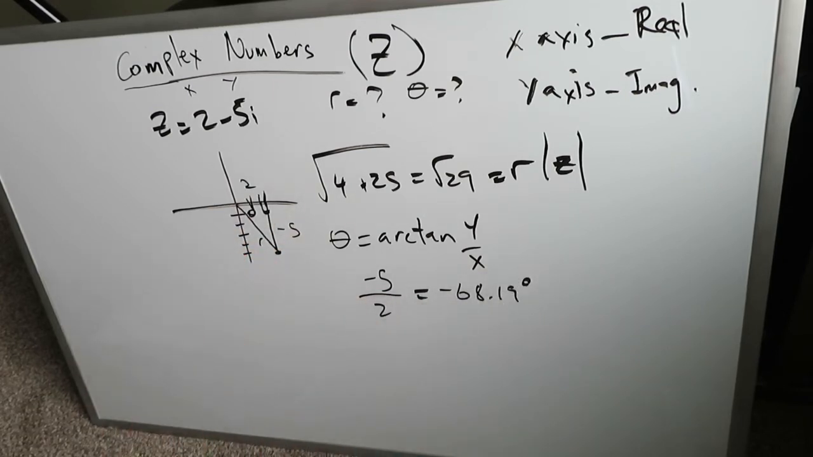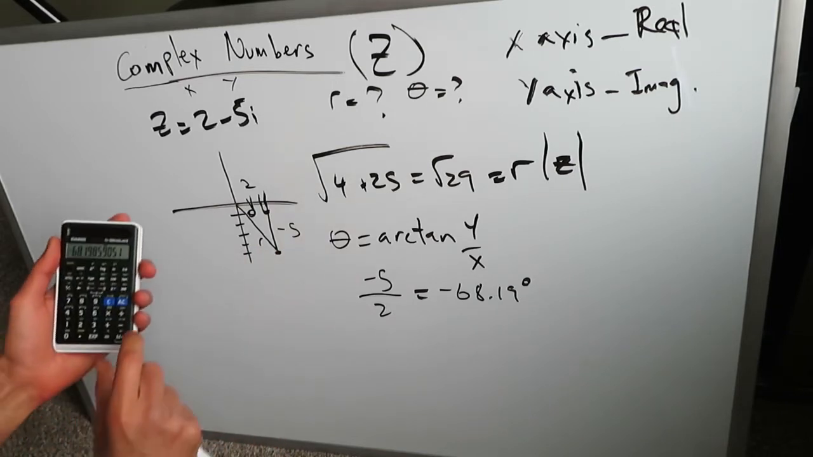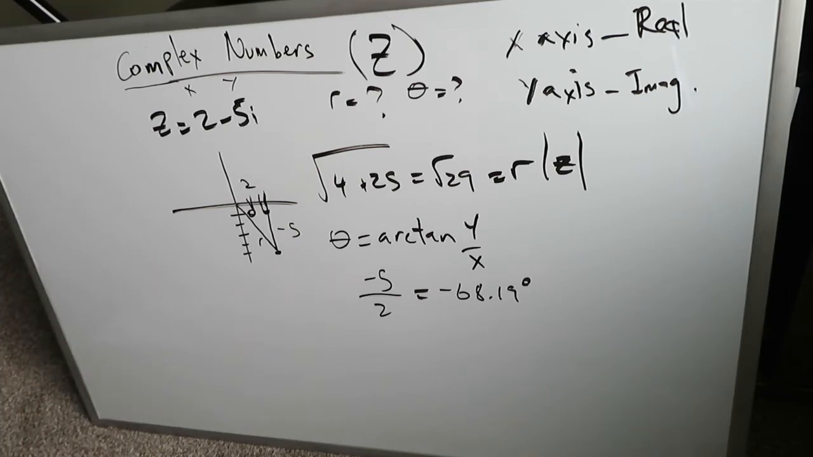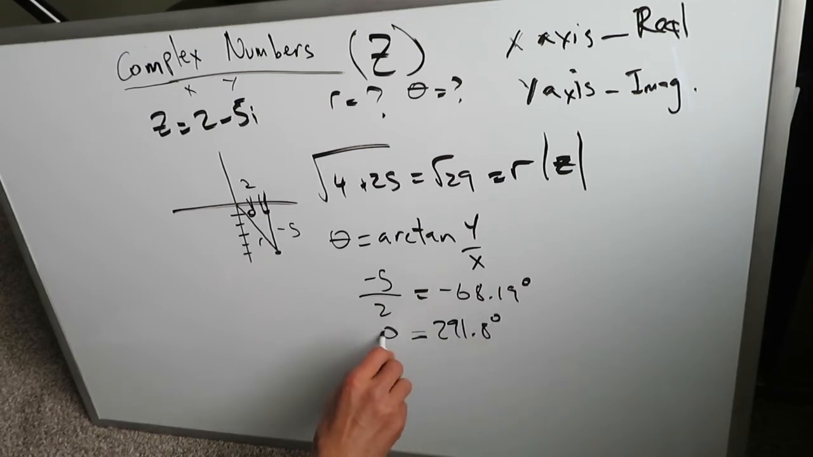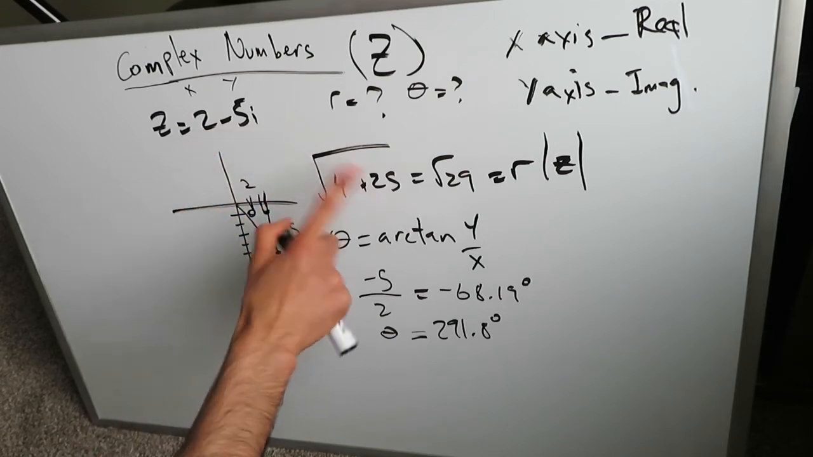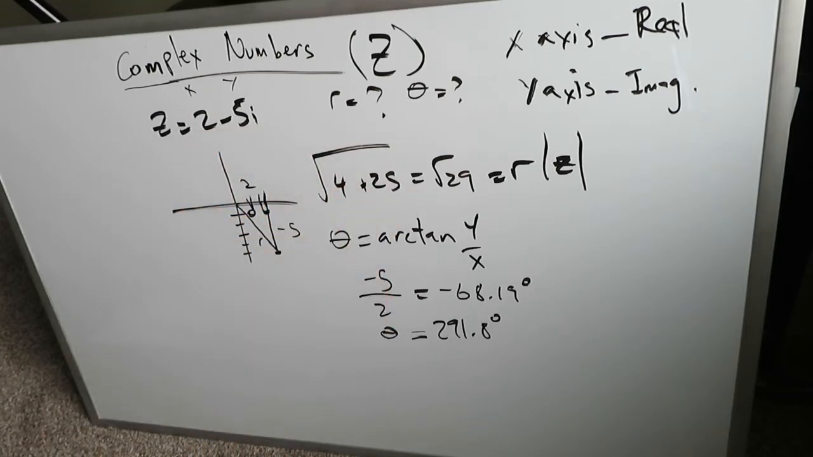But I know just by graphing it, I'm looking in quadrant number 4. I need to get a better answer than this. I take minus 68.19 and add it to 360 degrees. I get 291.8. So this thing is the same as saying 291.8 degrees. So my argument is 291.8 degrees. My modulus was root 29, right? 2 squared plus 5 squared, root 29. Not too hard. Let's look at more examples.